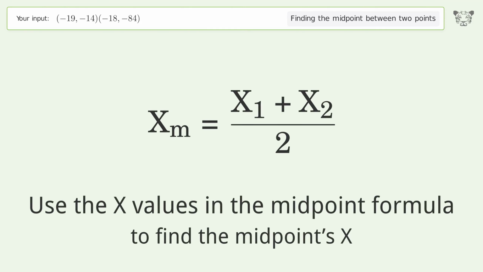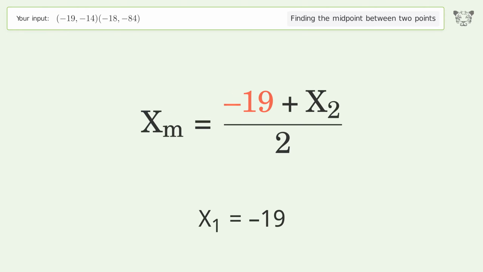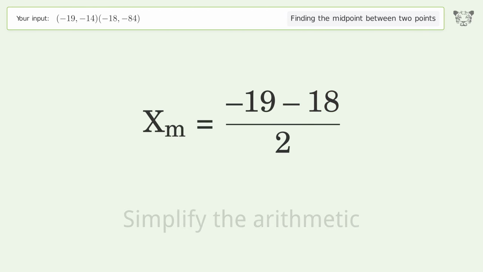Use the x values in the midpoint formula to find the midpoint's x. x1 equals negative 19. x2 equals negative 18. Simplify the arithmetic.